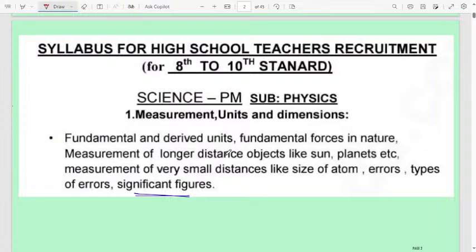Those who are in the live, please tell me whether my audio is clearly audible or not, otherwise I will check.